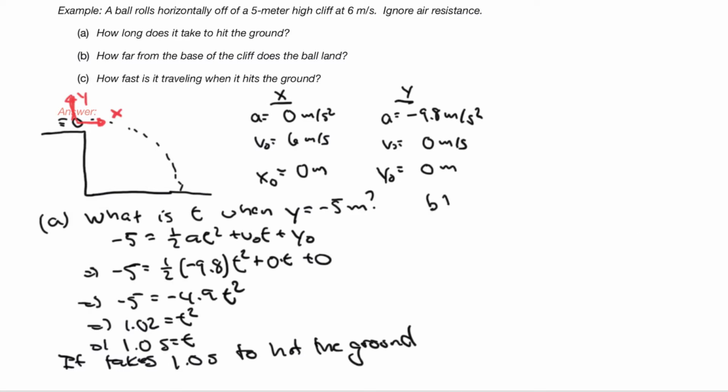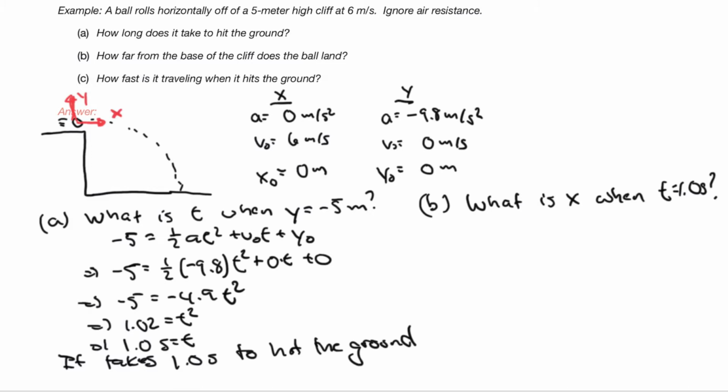In part B, we're asked how far from the base of the cliff does the ball land? And this is a horizontal problem. It's asking us what is x when t equals 1.0 seconds? Why is that the correct question? Because we're trying to find the horizontal distance when it hits the ground, and we know it hits the ground after 1.0 seconds. That's what we found in part A.